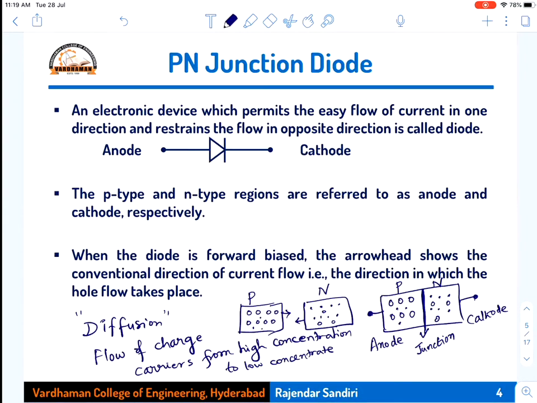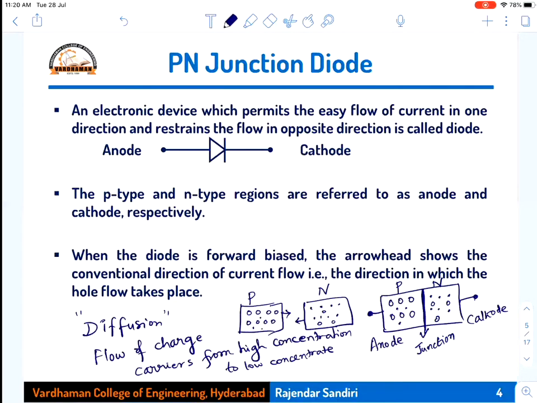It is almost like water. If you have a slope, water will always flow from a higher level to a lower level. Here also, in one region the charge carriers are more in number, and in another region they are less in number. The charge carriers at high concentration always have a tendency to move to the low concentration. Now you can see in this p-n junction diode, on the p side there are more holes, and on the n side there are fewer holes.